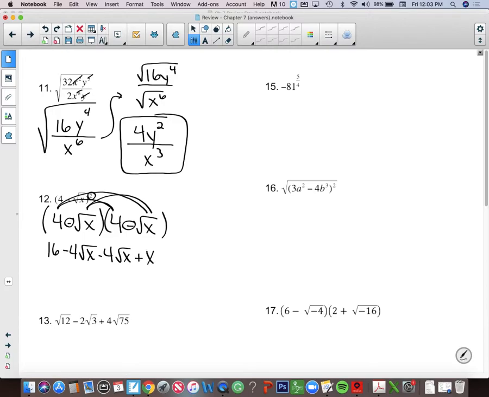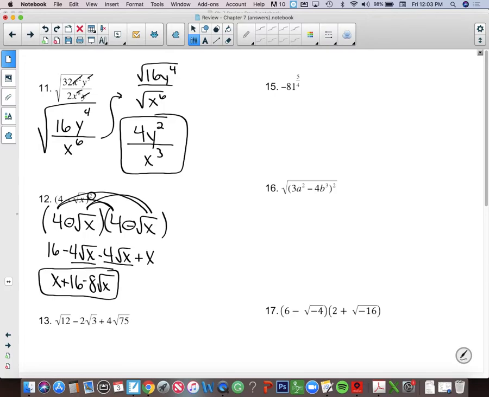And then we just gotta simplify it a little bit more. So I'm gonna put that x way in front. We have x plus 16 minus 8 square root x. And I'm not going to be super picky how we simplify or how we write it out, but that's the best way to do it. And we just simplify those radicals right here.